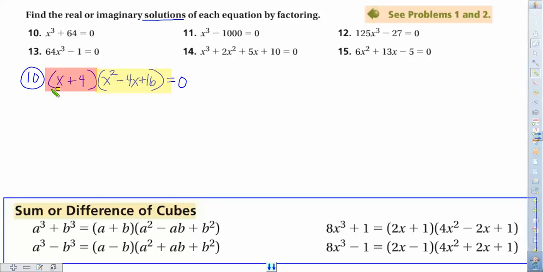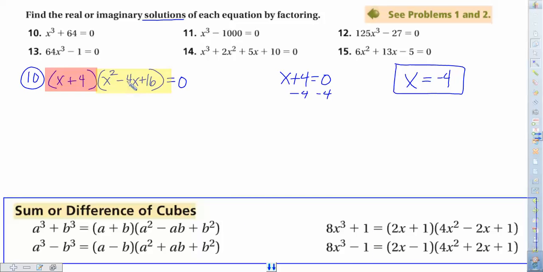So why not let's get the easy one there. How about that red one? Wouldn't that mean that x plus 4 could be 0? And when we solve that problem, wouldn't we get one of our answers? When we subtract 4 from both sides, x needs to be equal to negative 4. So there's one answer to number 10.